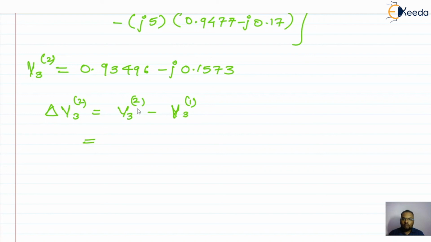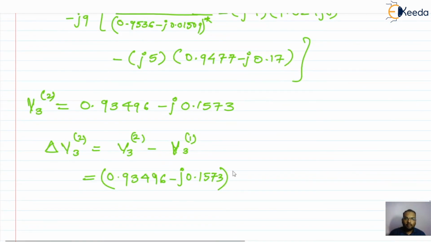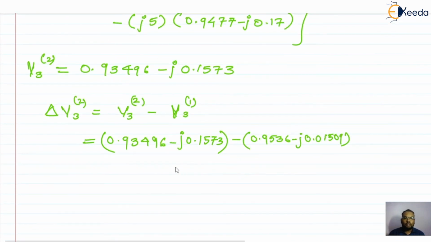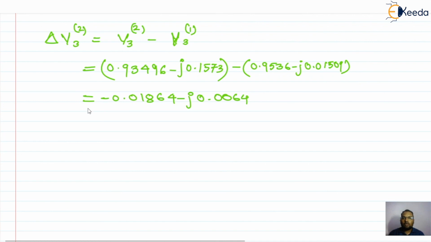Okay, so this change in voltage will be voltage at bus 3 in the second iteration minus voltage at bus 3 in the first iteration. Voltage at bus 3 in the second iteration we got 0.93496 minus j0.1573. V3 in the first iteration, it is here, it is 0.9536 minus j0.01509. Okay, if you solve this, you will get the value here as minus 0.01864 minus j0.0064.